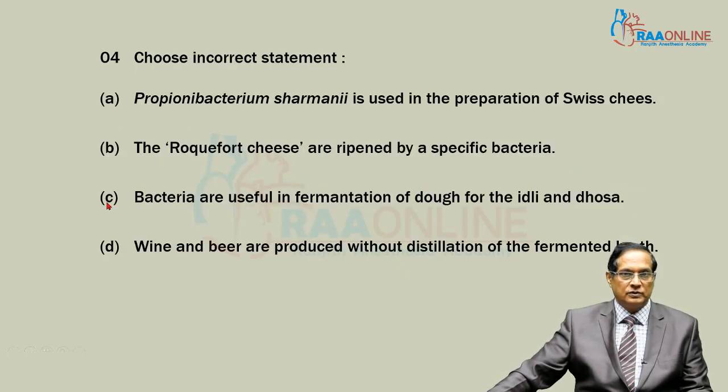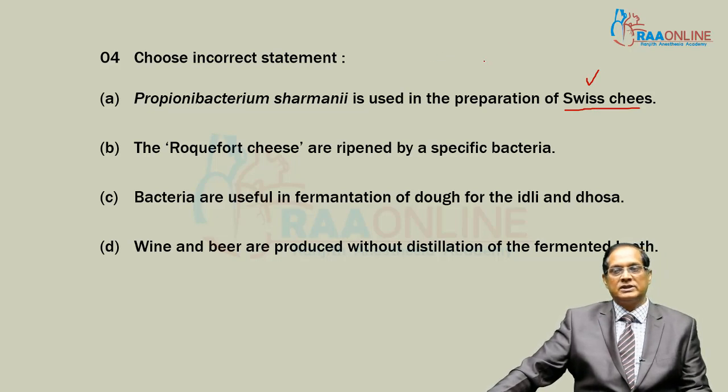Fourth question: choose the incorrect statement. Propionibacterium sharmanii is used for the preparation of Swiss cheese. Right? Swiss cheese is known for its large holes. Cheese is classified on the basis of texture, taste and flavor, and this is done by microbial activity. Propionibacterium sharmanii is used for the preparation of Swiss cheese, which is known for its large holes.